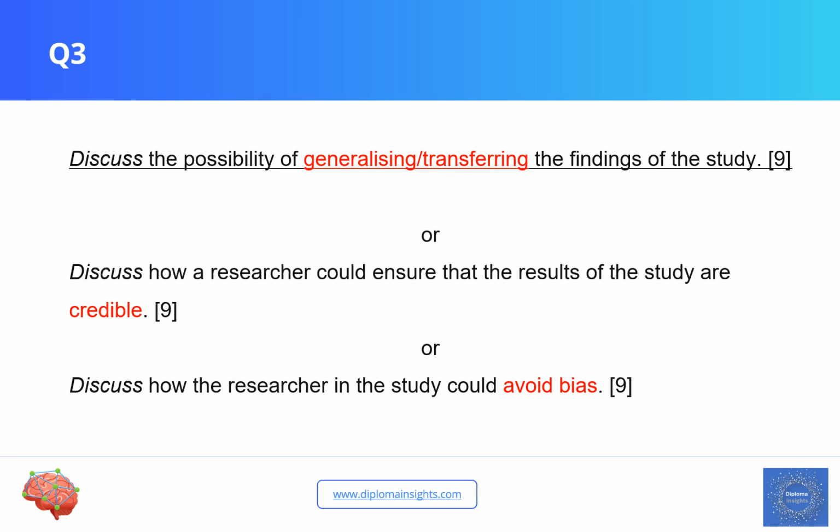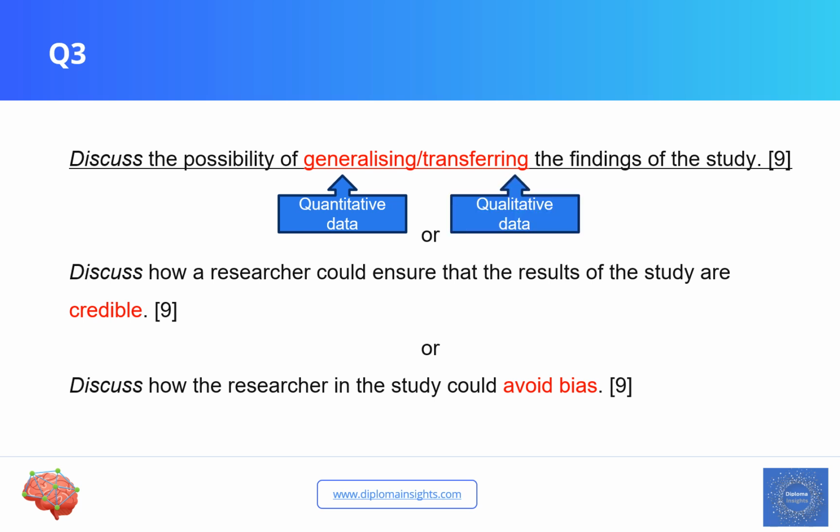Now, when we gather quantitative data from experimental methods, we use the term generalizing. However, if the stimulus provided to you in paper 3 is a non-experimental method that has gathered qualitative data, then the word transferring is going to be used in this question instead of the word generalizing. They both mean the same thing, we just use different terms depending on the data that's being collected in the study.